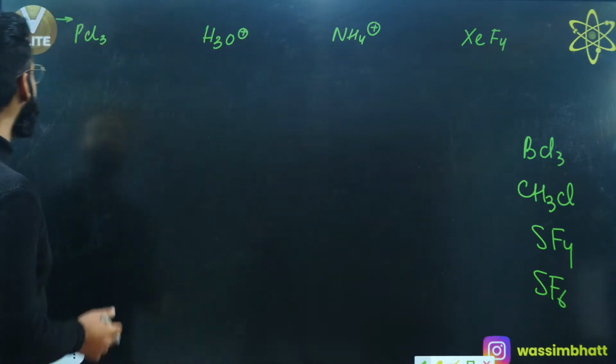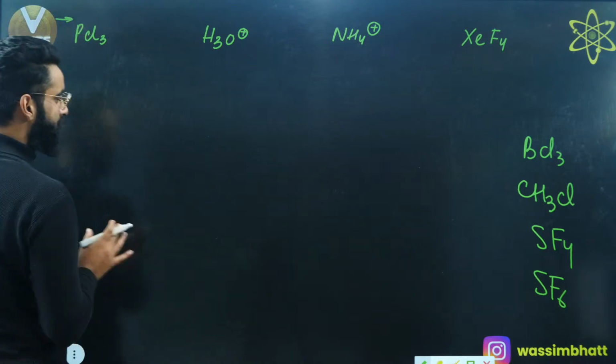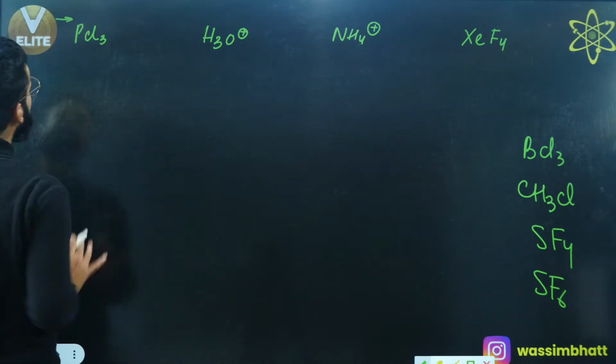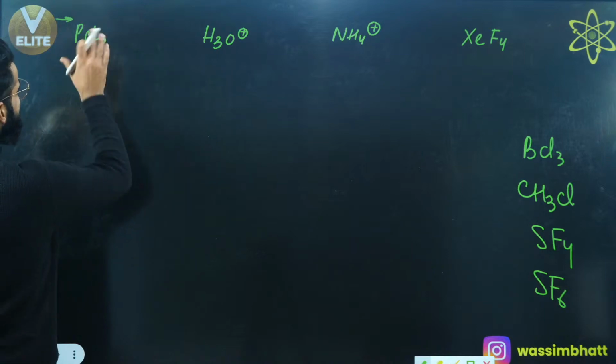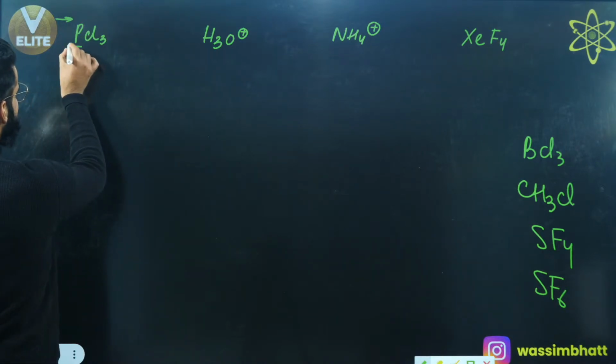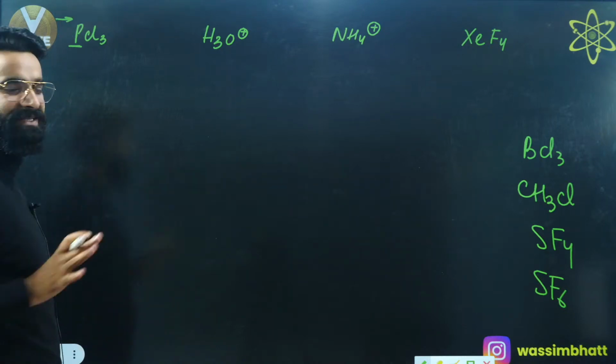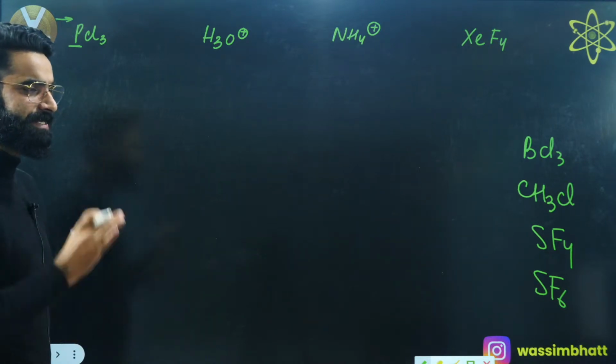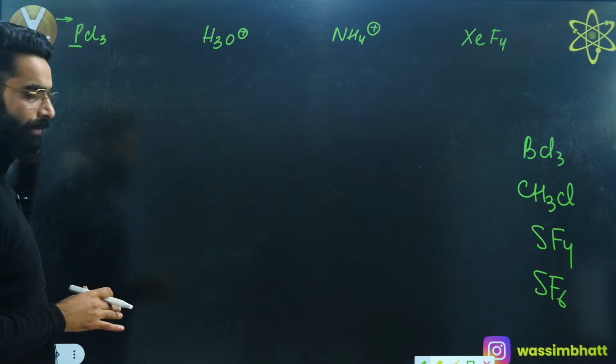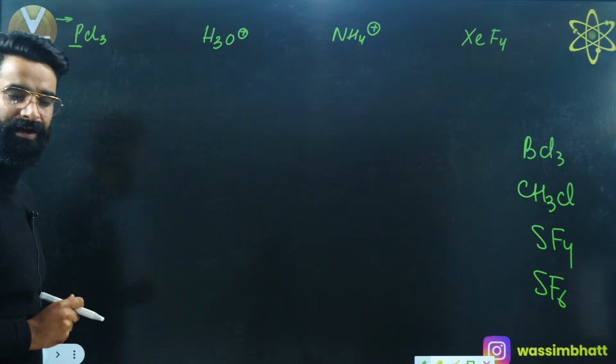Okay, so let's get going then. Let's get started with PCl3 first of all. Have a look, guys. First of all, you should see which one is the central atom over here. This phosphorus is the central atom, correct? The less electronegative element is taken as the central atom, and phosphorus is less electronegative than chlorine, right? So I'll be taking phosphorus as the central atom.